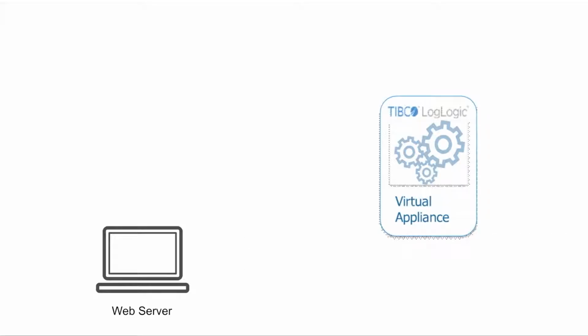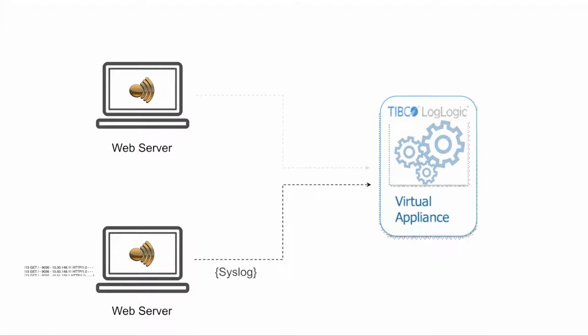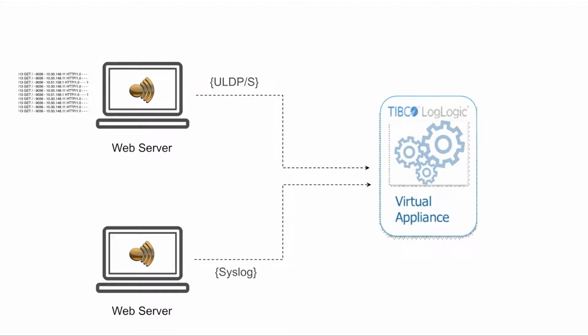For example, if there is a web server and you install UC on it, this allows you to collect and send the logs from this web server to LogLogic LMI appliance. This can be done using standard syslog or using ULDP for monitoring these logs. These communications can also be encrypted for security purposes.